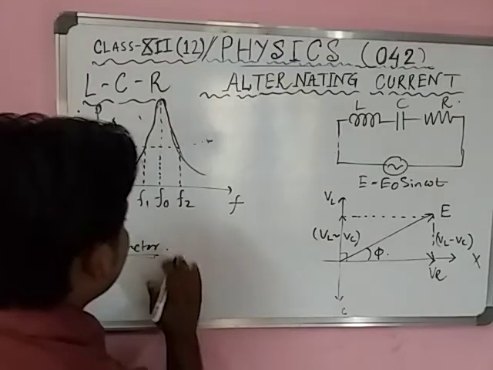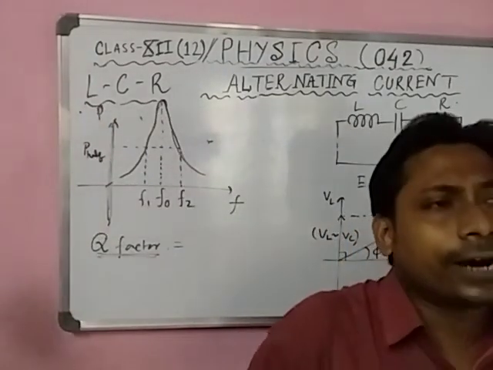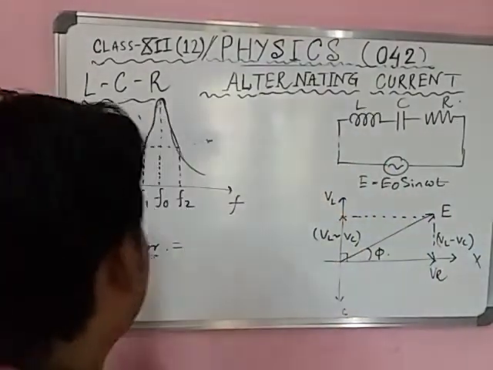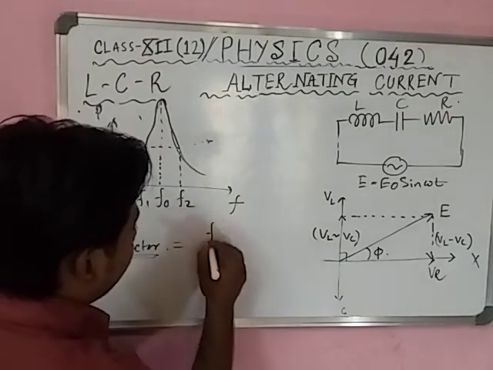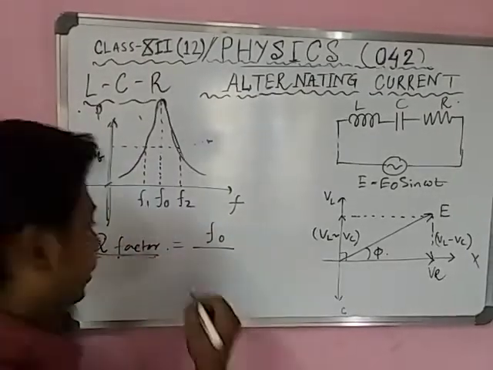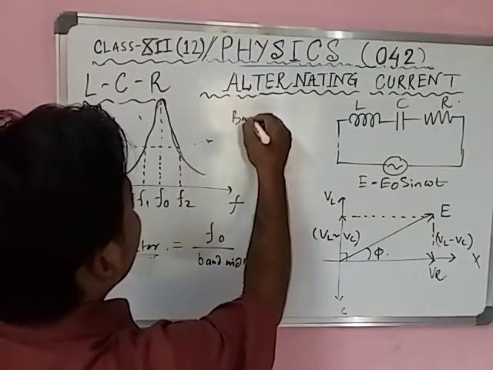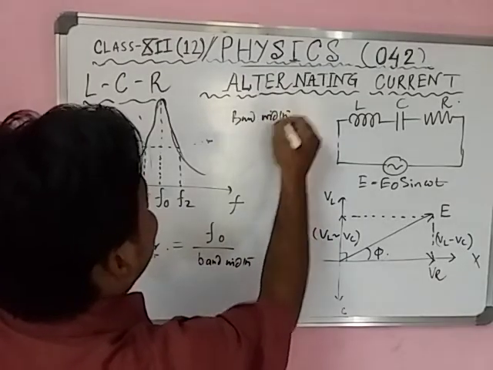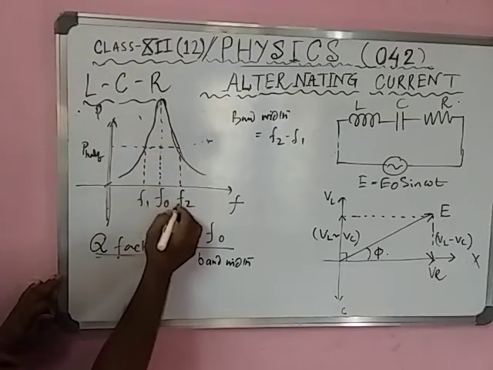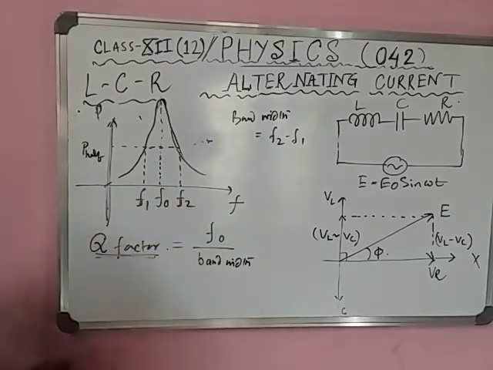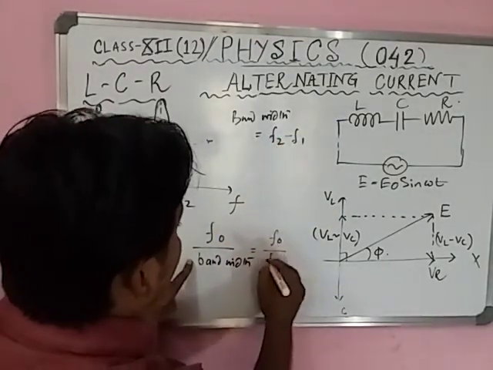The Q factor means the quality factor, by which you can measure the sharpness of a circuit. Q factor is equal to the resonant frequency divided by the bandwidth. What is bandwidth? Very easy: f2 minus f1. This is the bandwidth. So Q equals f0 by f2 minus f1.